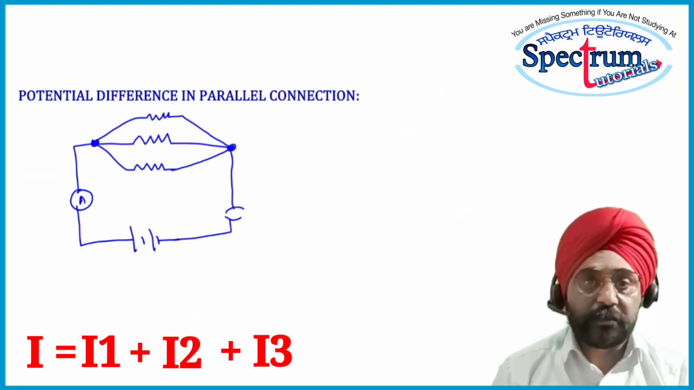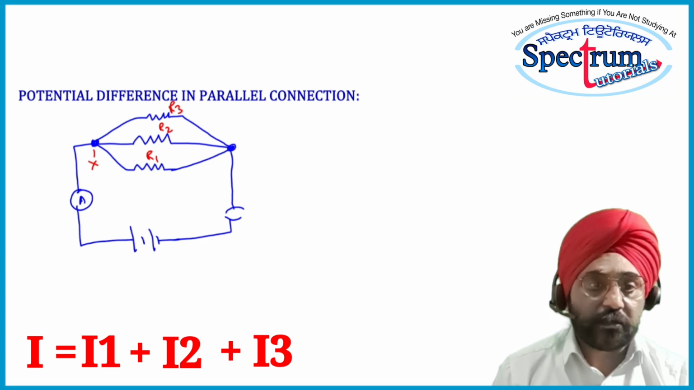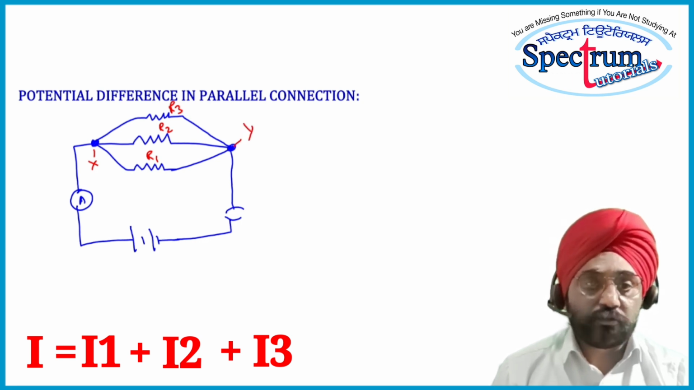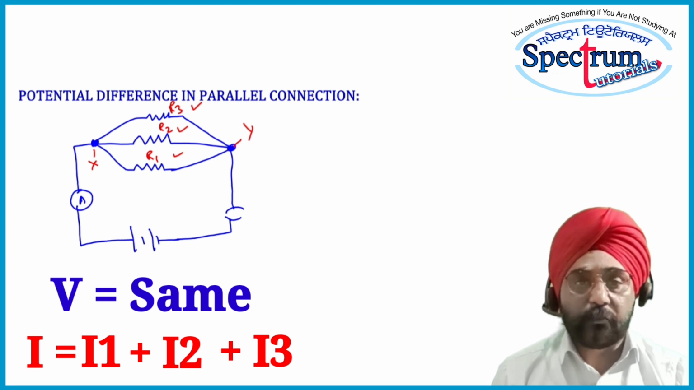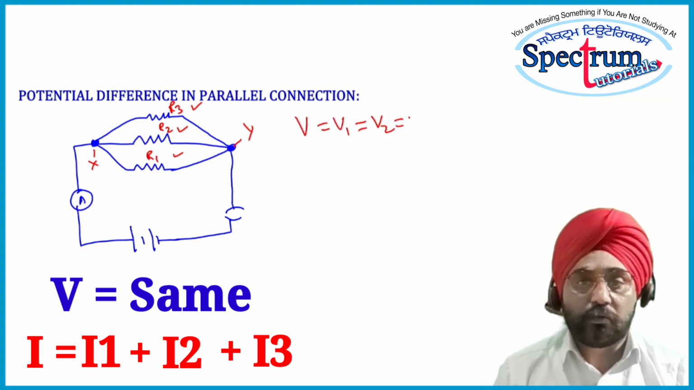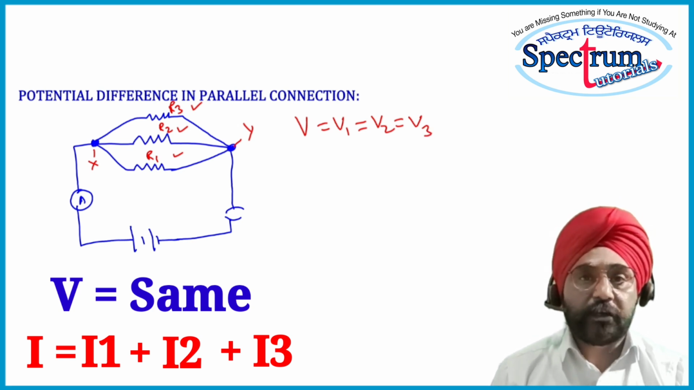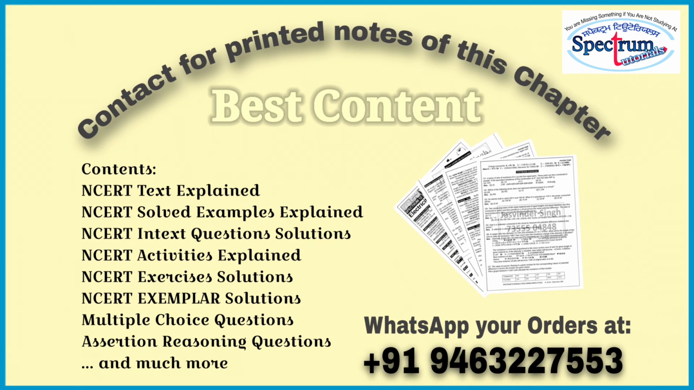Potential difference in parallel connections, where we can see all the three resistors R1, R2, R3. They are connected across the same points X and Y in the circuit. So the potential difference across X and Y is same as that through R3, R2, R1. So potential remains the same. V is equal to V1 is equal to V2 is equal to V3. The potential across the three resistors connected in parallel connection remains the same.